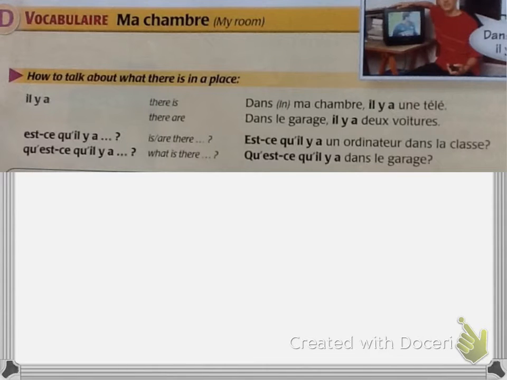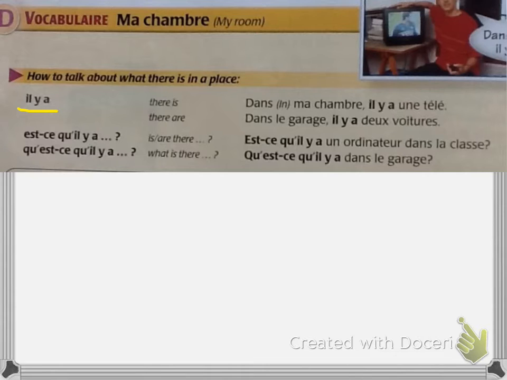To begin with, we see vocabulaire for ma chambre, how to talk about what there is in a place. This expression that we see here, il y a, is a really useful expression. It means there is or there are.